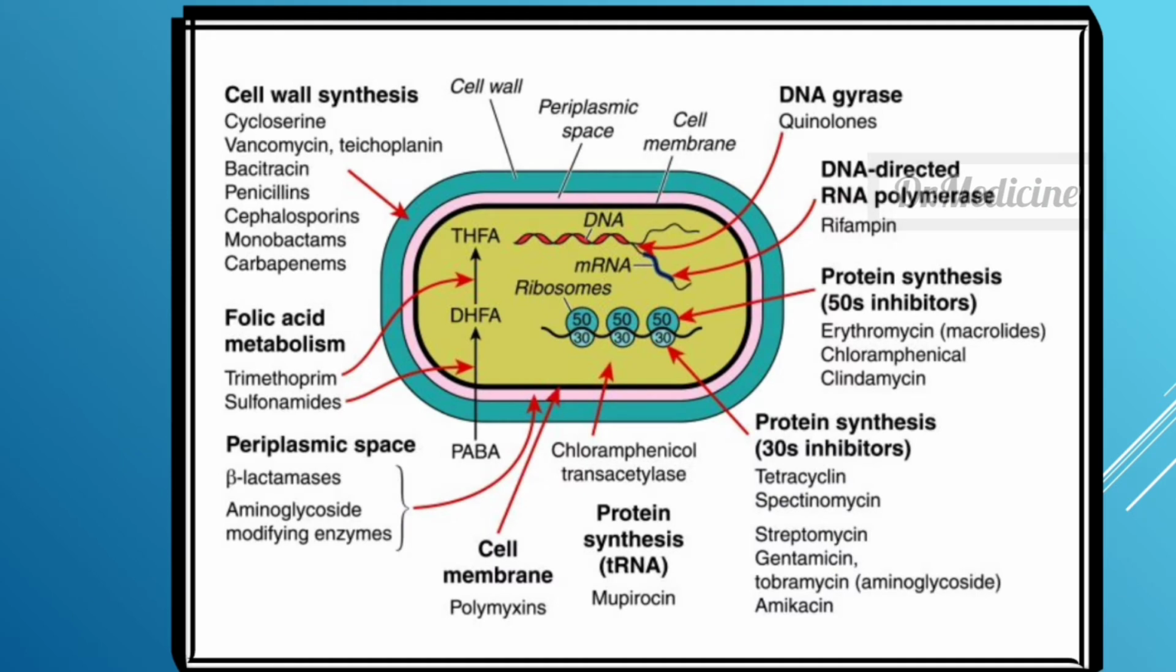Here are the examples for each category. The inhibition of cell wall synthesis includes cycloserine, vancomycin, bacitracin, penicillins and etc. Inhibition of folic acid synthesis includes trimethoprim, sulfonamides and etc. And please go through the examples given in this picture.